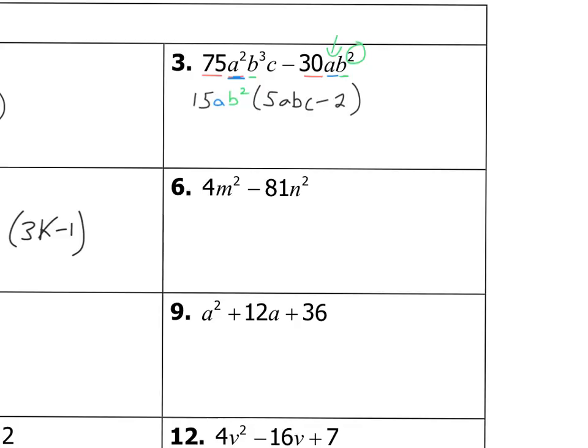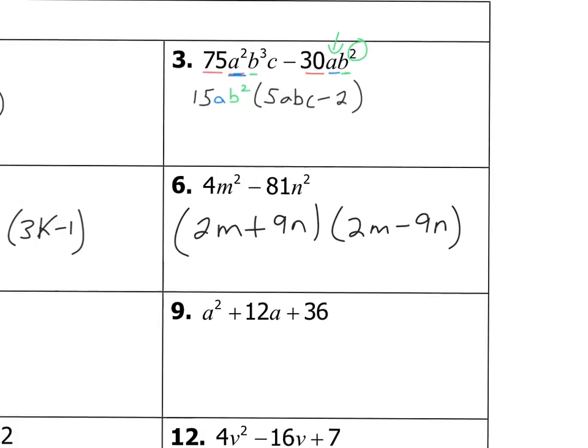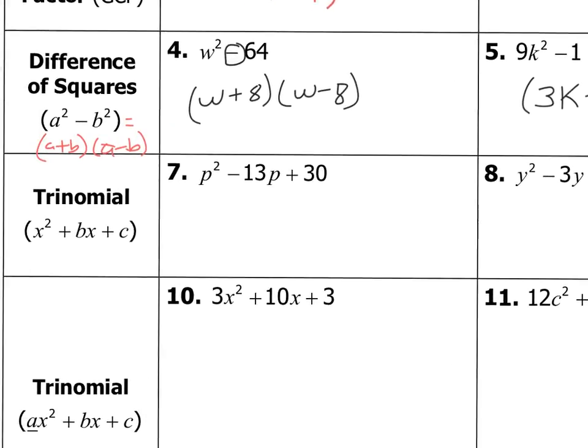And last but not least, again, we could take the square root of both of these terms. Square root of 4m squared would be 2m. And the square root of 81n squared would be 9n, right? It's not plus, sorry about that, it should be minus. That's it. Distribute to check your answer, make sure you come up with the same polynomial that you started off with.